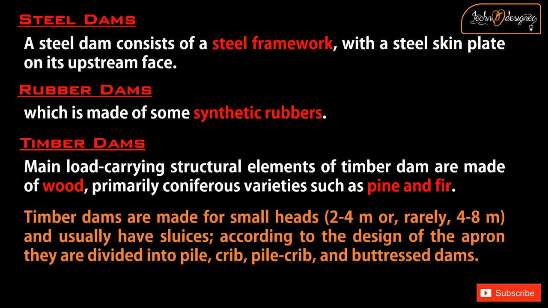Timber dams are made for small heads, 2 to 4 m or, rarely, 4 to 8 m, and usually have sluices. According to the design of the apron, they are divided into pile, crib, and buttress dams.